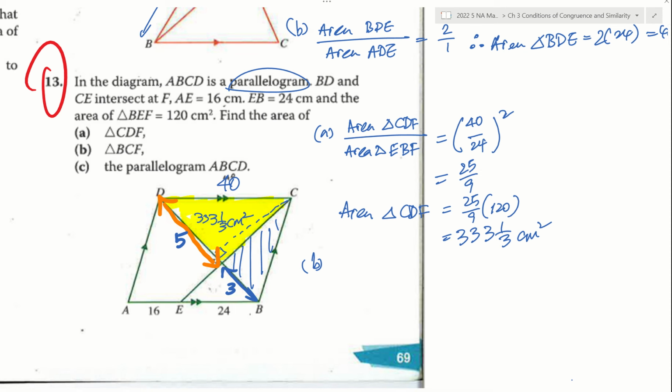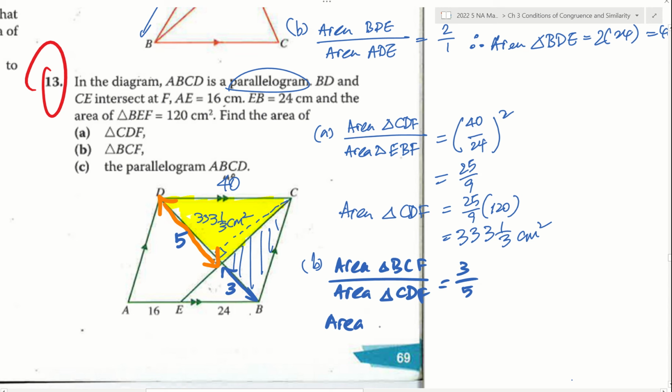So for part B, if I want the area of BCF divided by the area of triangle CDF, it is going to be 3 over 5. And I know my denominator, triangle BCF, that's what we want to find. So that's 3 over 5 times 333 and 1/3, to give us 200.